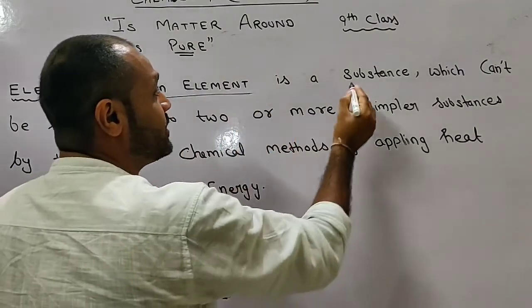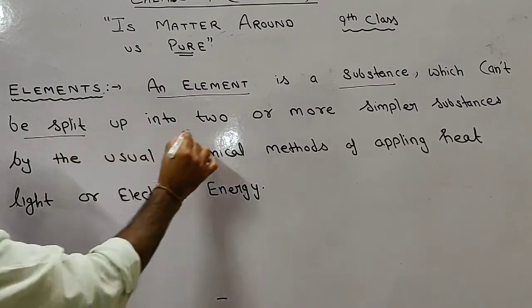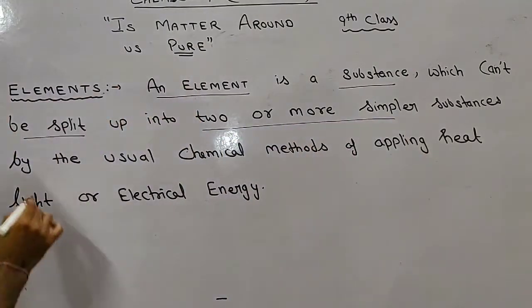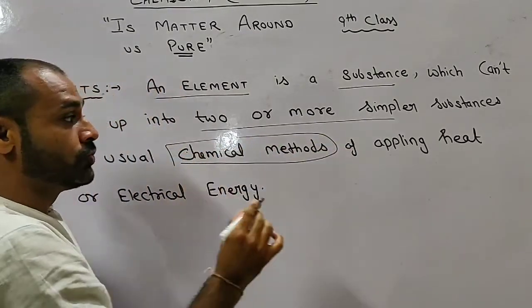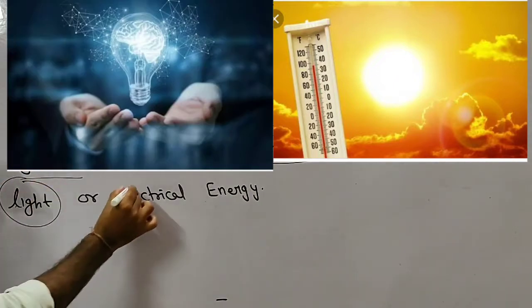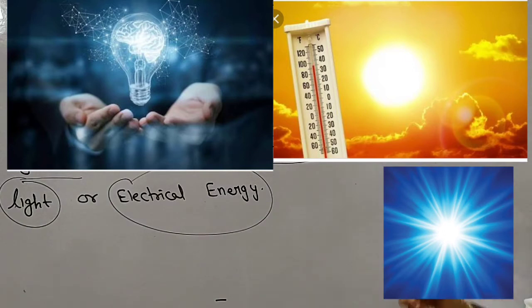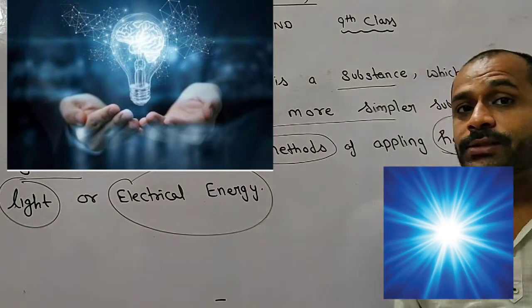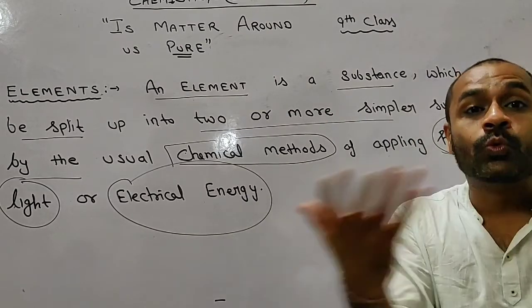An element is a substance which cannot be split into two or more simpler substances by usual chemical method. Which chemical method? Usual chemical method of applying heat, light or electrical energy. See what is happening. Basically, an element is that substance which cannot be split any further.